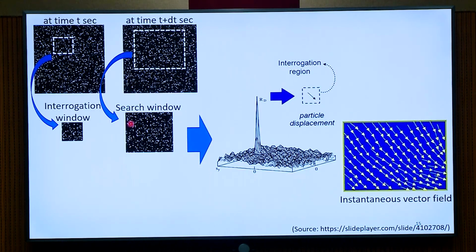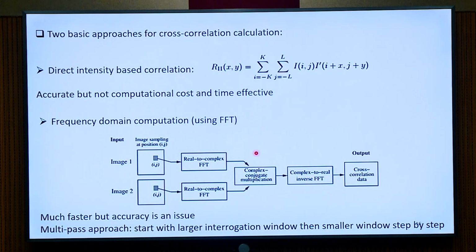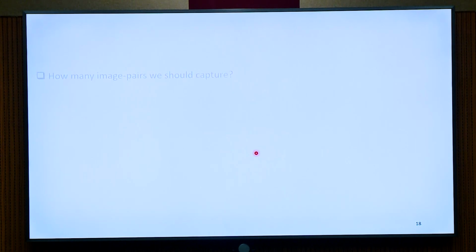Okay, I'm not going to go into detail on the image processing. As I said, we have an interrogation window and a search window. So you do cross correlation, and depending on where the cross correlation peak lies with respect to the center of this window, we can find the displacement. In this case, we can find the displacement in the x and y direction. You know the laser pulse delay time. So if we divide displacement by time, we get the velocity. So this is how the technique works. Okay, I won't go into detail on this.